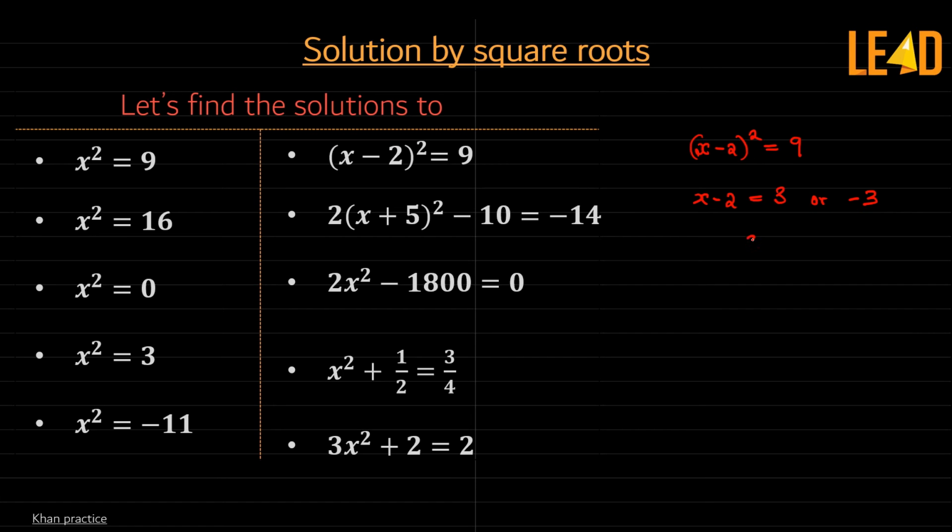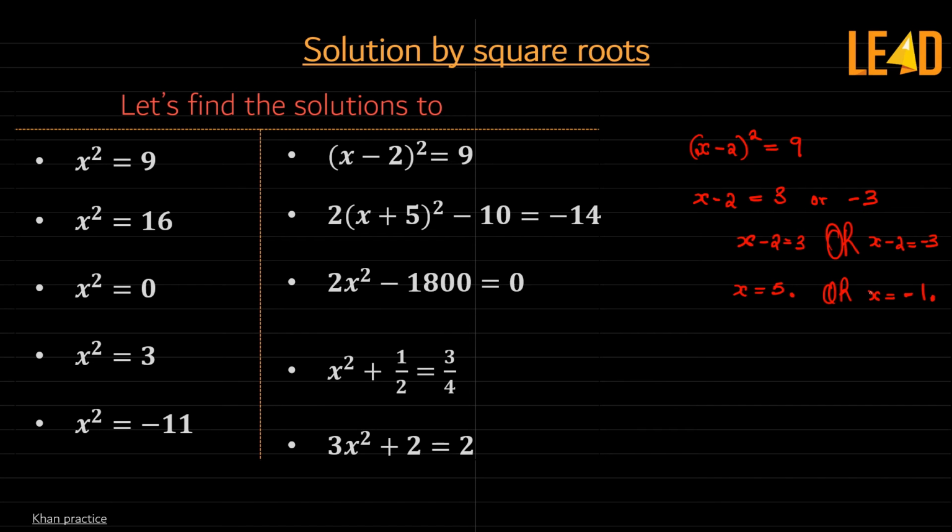We would have x minus 2 is equal to 3, or x minus 2 is equal to negative 3. Let's solve for either one. That means x is equal to 5, or x is equal to negative 3 plus 2, which gives you negative 1. So x is equal to 5 or x is equal to negative 1.